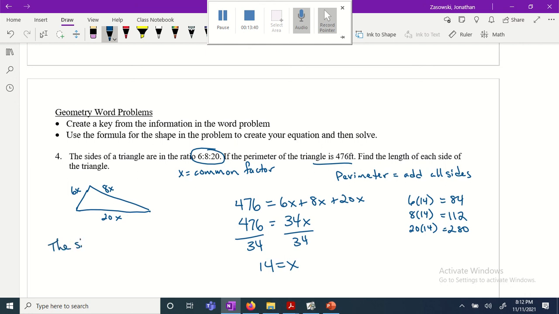So the sides of the triangle are, you can use the triangle symbol for the word, 84, oops, 112. I'm not going to make that one stretch. And 280. Okay.